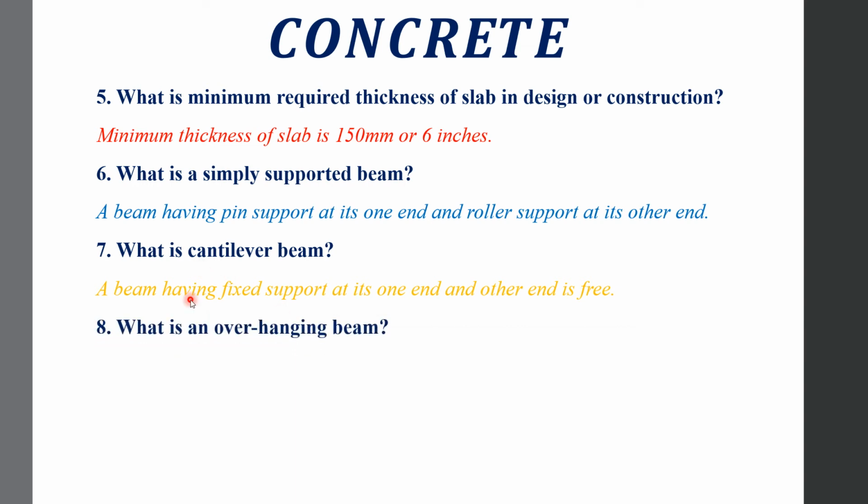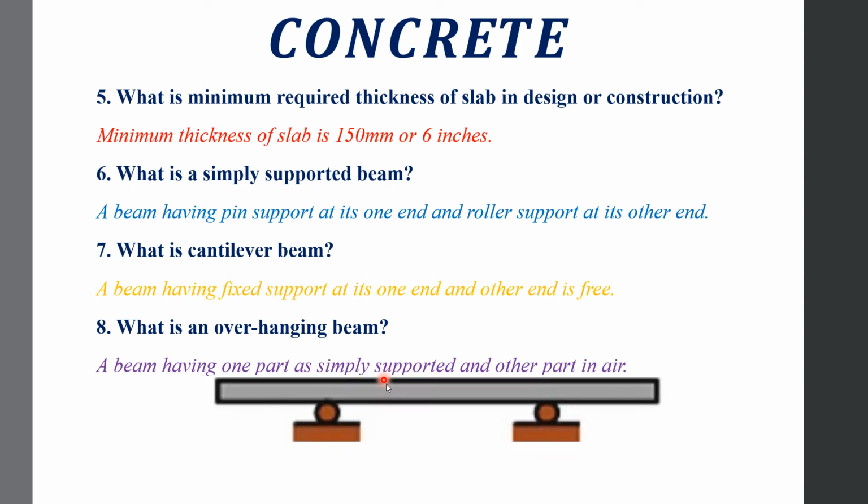The number eight is, what is an overhanging beam? The overhanging beam is a beam having one part as simply supported and other parts are in air. It means that it will have a pin support and a roller support midway or at one end, but the other end will be in air.